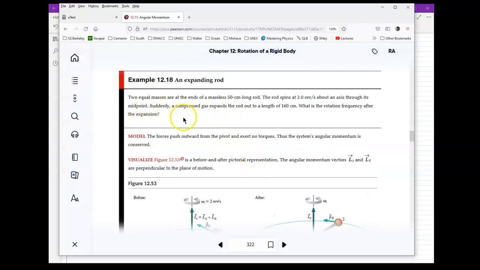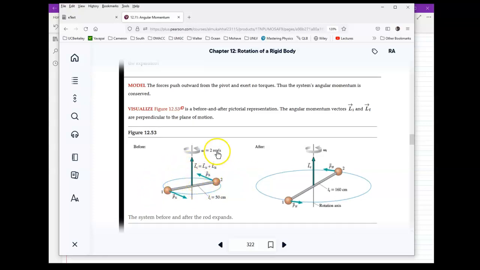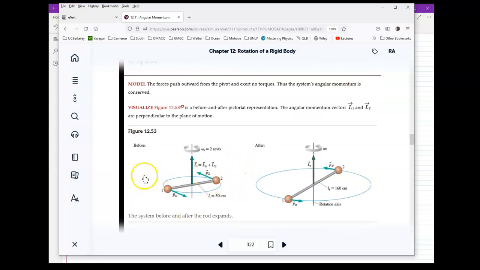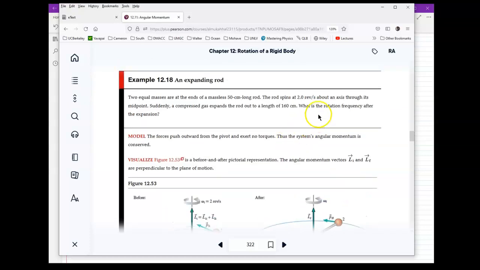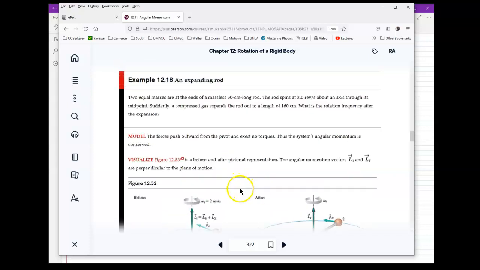It says two equal masses are at the ends of a massless 50 centimeter long rod. We're talking about this one. This is the massless rod. We have two equal masses. They're going around, like a dumbbell or something. The rod spins at 2 revolutions per second about an axis through its midpoint, right there. So this is the axis, so it's going around. Here is the direction of motion. That's omega, 2 revolutions per second.